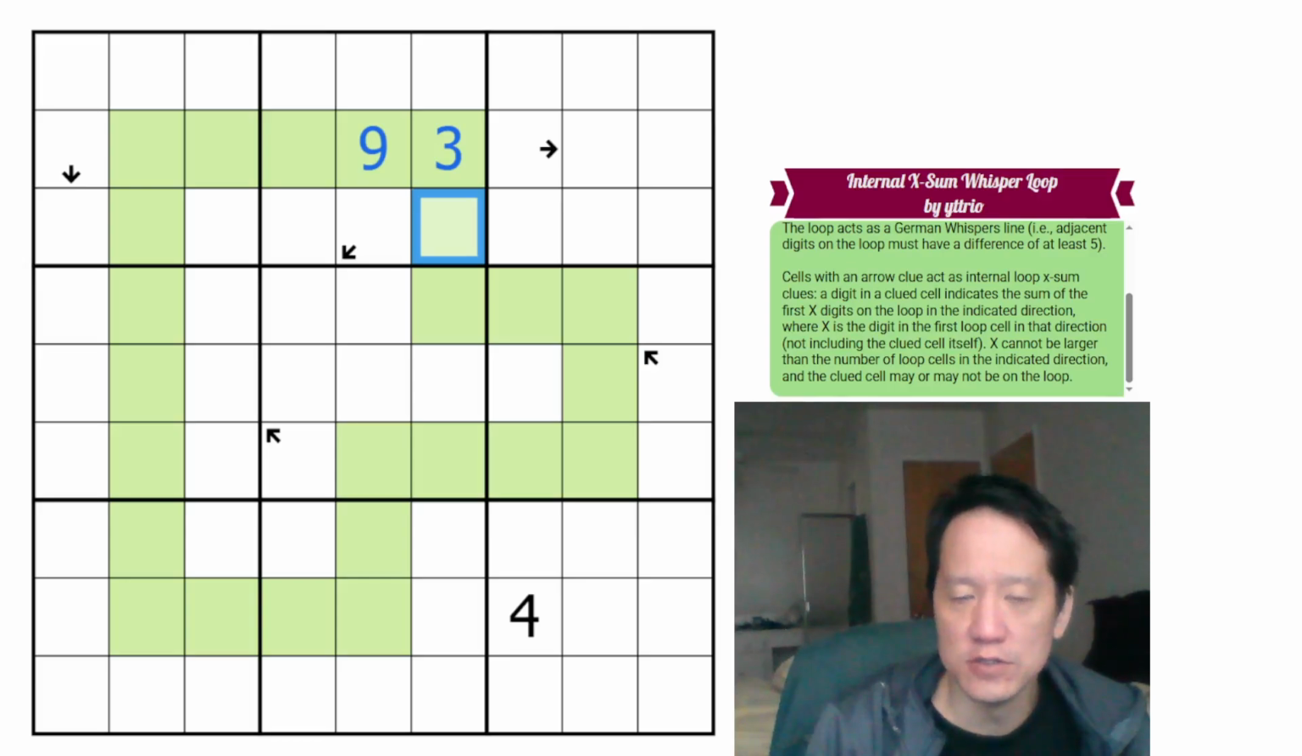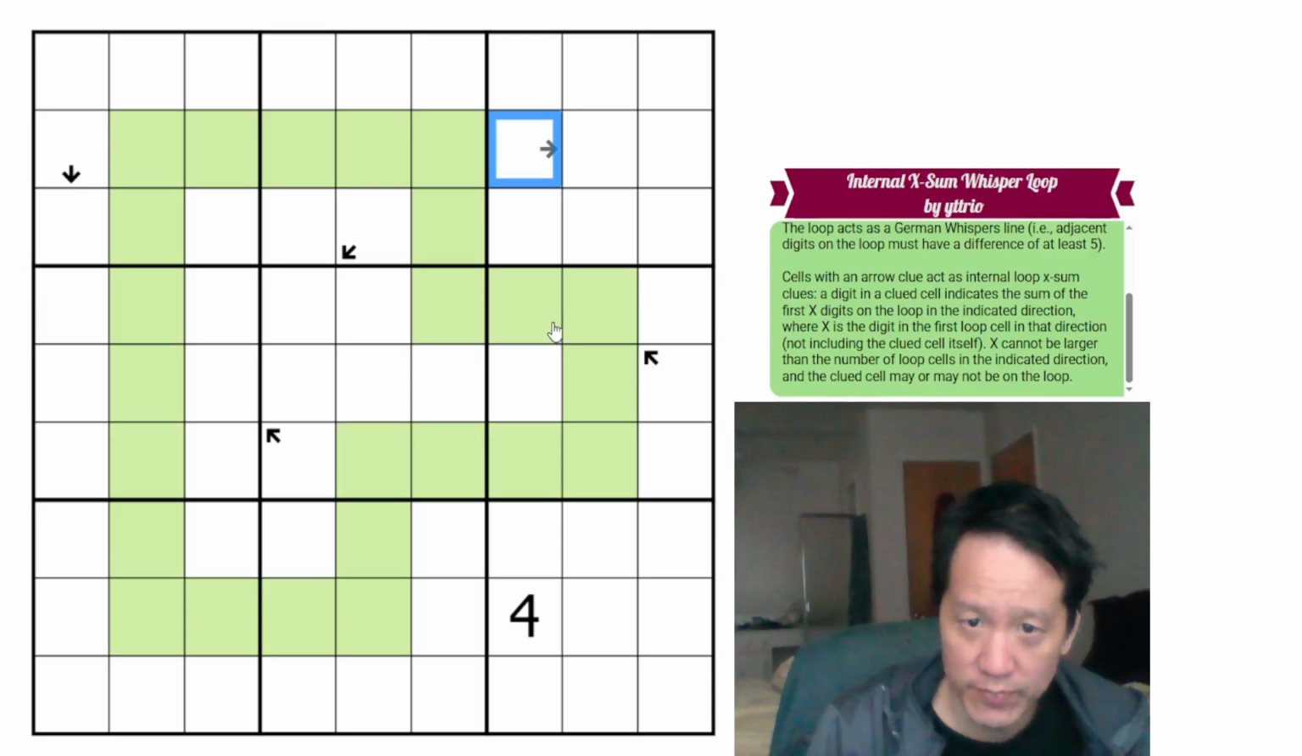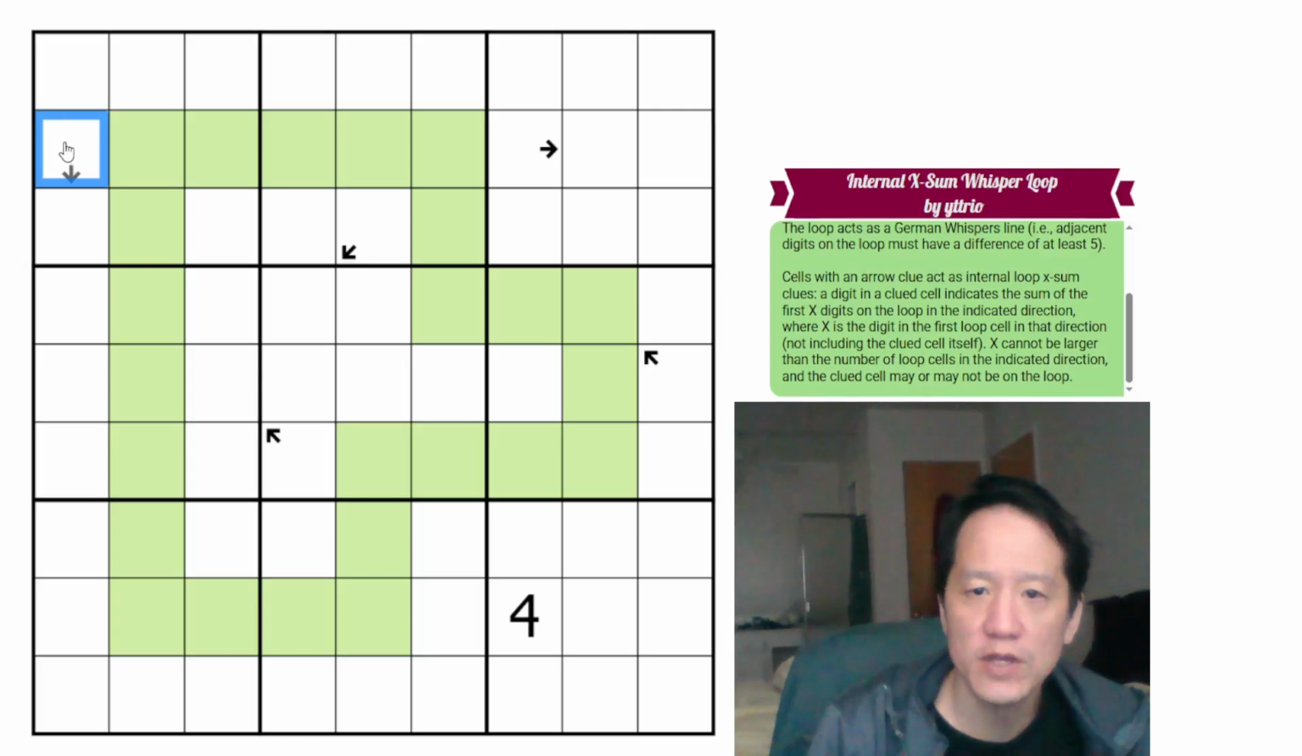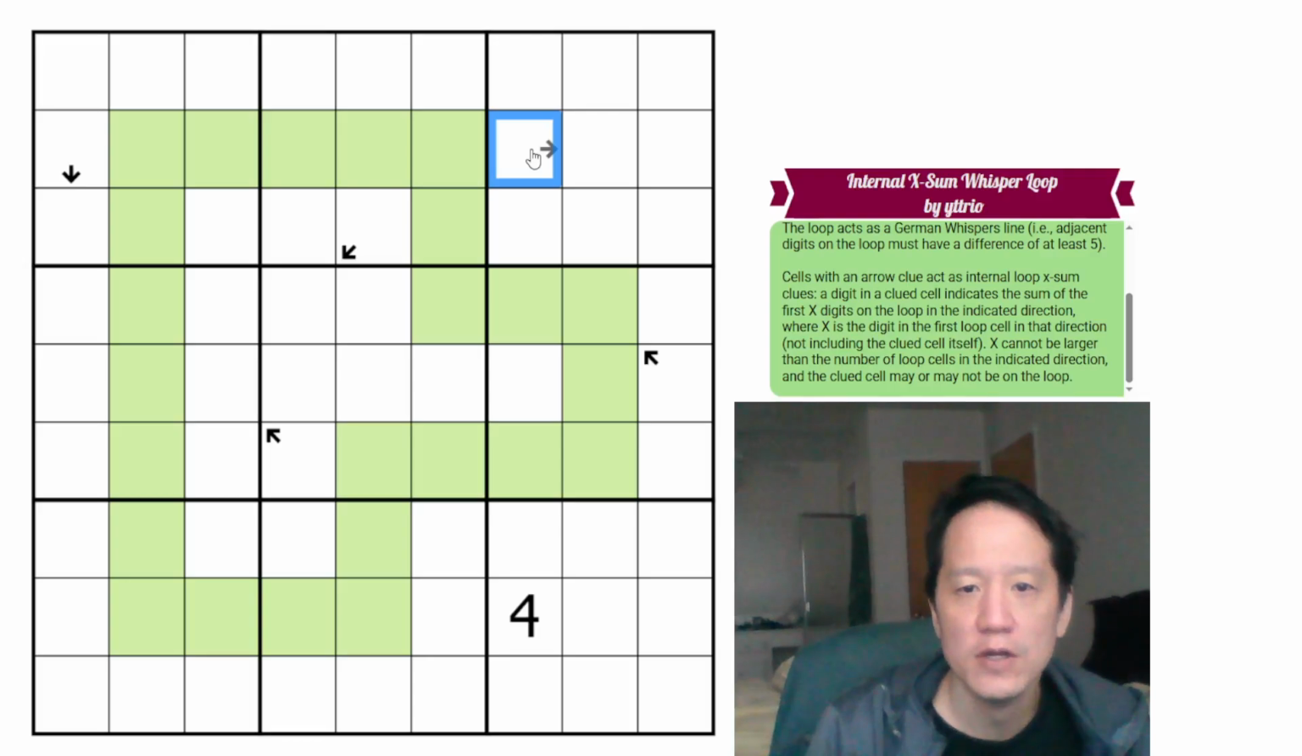Okay, and the final rule is cells with an arrow clue act as internal loop xsum clues, where a digit in a clued cell indicates the sum of the first x digits on the loop in the indicated direction, where x is the digit in the first loop cell in that direction, not including the clued cell itself. X cannot be larger than the number of loop cells in the indicated direction, and the clued cell may or may not be on the loop. So all these arrows, first of all, they could or could not be on the loop. We don't know.